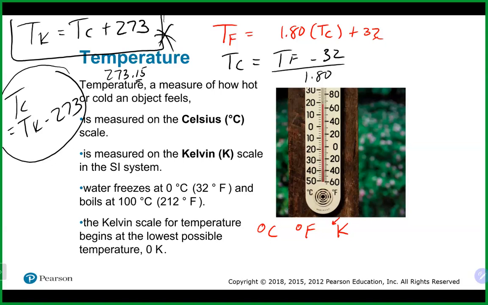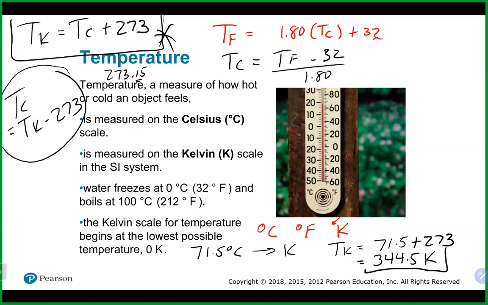So for example, if I had 71.5 degrees Celsius and I want Kelvin, I would put it into my formula, which is the temperature in Kelvin equals the temperature in Celsius, 71.5, plus 273. I take my calculator and go 273 plus 71.5. That will give me 344.5 Kelvin, no degrees Kelvin, just a capital K.